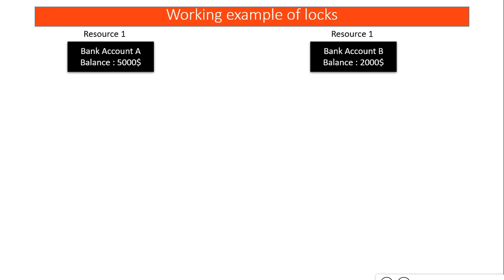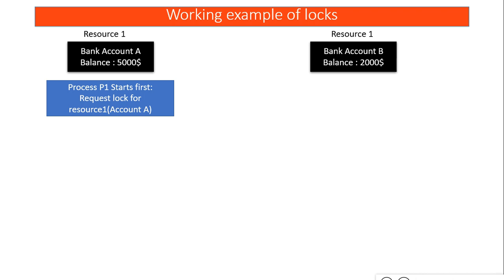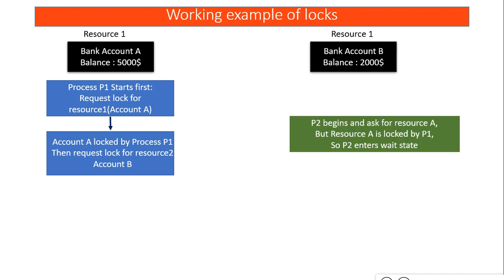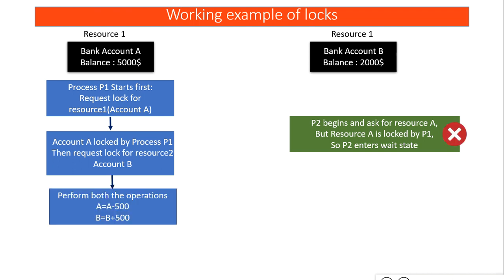So let's start again. Two resources, A and B, with balances of $5,000 and $2,000. P1 starts first and requests resource account A. Since it is not being used by any other process, the request is granted. It continues and requests another resource, account B. Again, account B is not being used anywhere else, so it is locked. In between, P2 executes and asks for resource A. Now A is locked, so P2 enters a wait state. P2 is not executing.